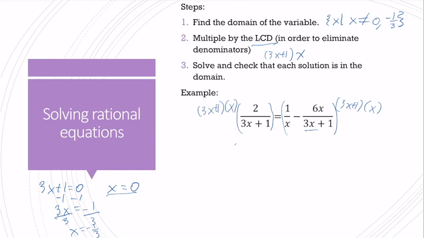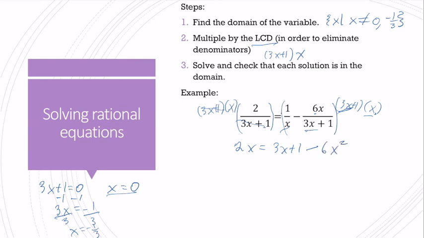Okay, I can see on this side the 3x plus 1 is going to cancel out, so I'm left with x times 2, so 2x. Over here, I'm going to see that I have an x which would cancel out. So I have 1 times 3x plus 1 minus, here I have 6x. I can see my 3x plus 1 is going to cancel out, so I'm left with 6x times x, which gives me 6x squared.